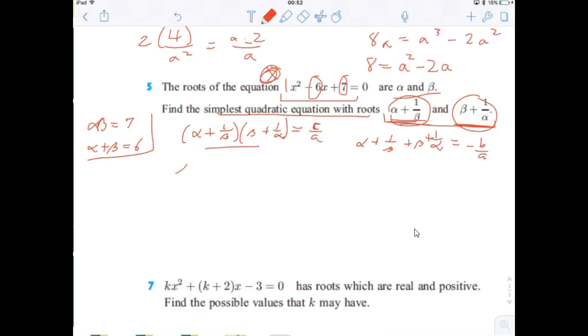Let's do FOIL on this. So we'll get alpha beta for the first term. We'll get 1 over alpha beta for the last term. And then the middle terms will get 1 over beta times beta is 1. 1 over alpha times alpha is 1. So actually the middle term turns out to be 1 plus 1, which is 2. Okay, that's pretty weird. Oh, look at that. Alpha times beta is 7. Plus 2 plus 1 over alpha beta would be 1 over 7, right? So if we add these up, it would be 9 plus 1/7, which would basically be 64 sevenths over c over a, okay?